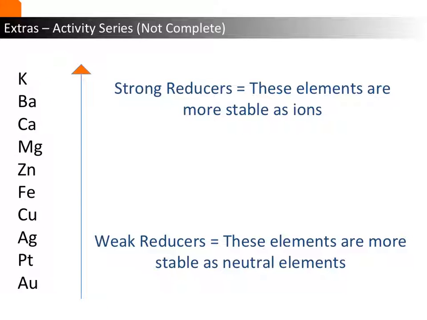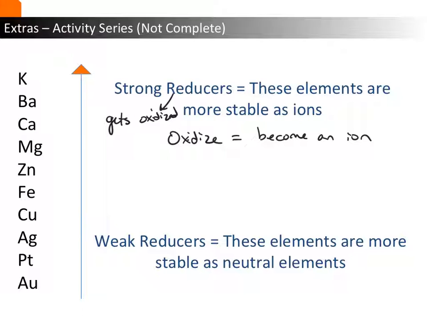The list you see over here on the left is a list of elements, and the list of elements is ordered from top to bottom in order of most likely to get oxidized. Remember, the term oxidize means likely to become an ion. So these elements are more stable in their ionic form than they are in their elemental form. We also refer to these elements as strong reducers. A reducer is something that gets oxidized. A reducer means that it does some oxidation. So it doesn't get reduced.